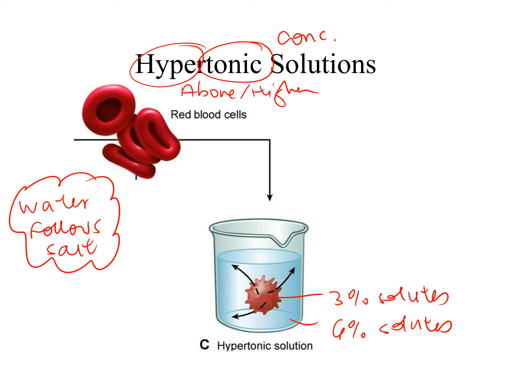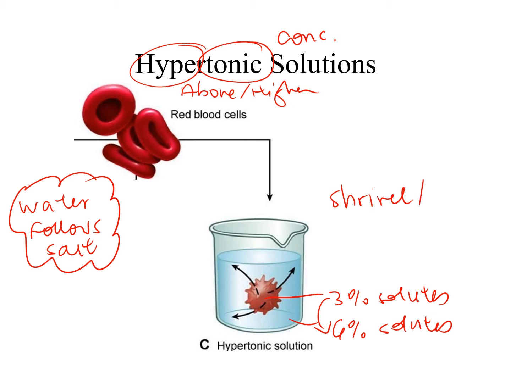All right, so this time the cell has not as many solutes as its surrounding solution. So we know that water follows salts, and water will travel to the higher salt or solute concentration. That means that we see water flowing from the cell into the environment. In this case, when water leaves the cell in an attempt to reach equilibrium, we see that cell shrivel.